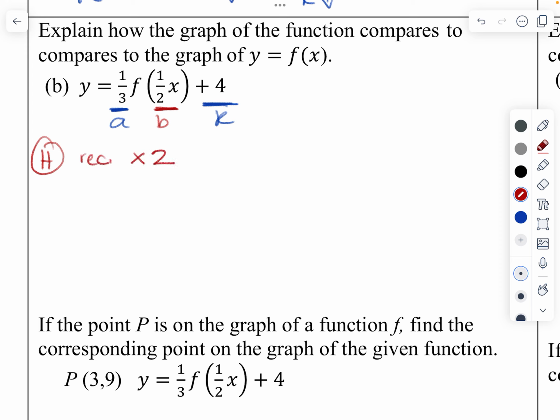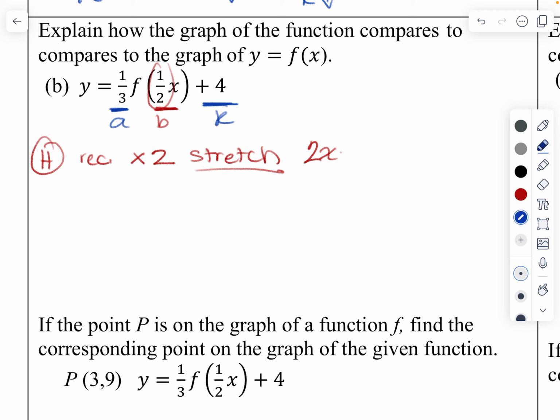So that's a horizontal stretch. Okay, so we're just going to take our x value times 2. So you're just always going reciprocal of the b term right there. So it's a stretch, not a compression, because it's stretching further apart.